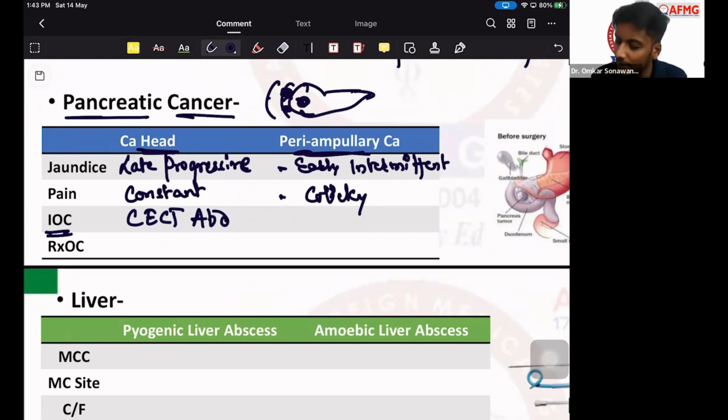This image has come. They gave you this image. So please remember, this is the Whipple's operation or the Whipple's surgery.